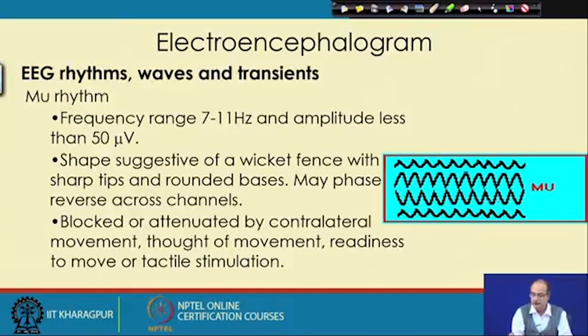If you look at this part, we get that nature here, sharp tip and rounded base. However, we can also get just the opposite, because when we are taking the bipolar recording, if the terminals are changed, we may get just the opposite. That means, below we get the sharp spikes and the upper part is rounded. Okay. And it is blocked or attenuated by contralateral movement or thought of movement. So, it is associated with the movement or thought of movement. Okay. This mu wave comes in a certain kind of situation when we are thinking about the movement or we are really moving. At that time we can get this kind of wave, and again the mu rhythm is something which is described by the shape of the wave.